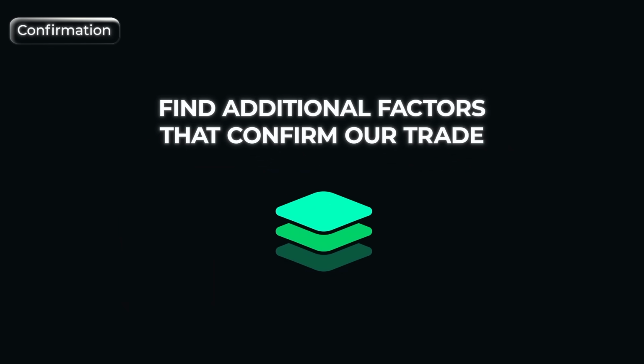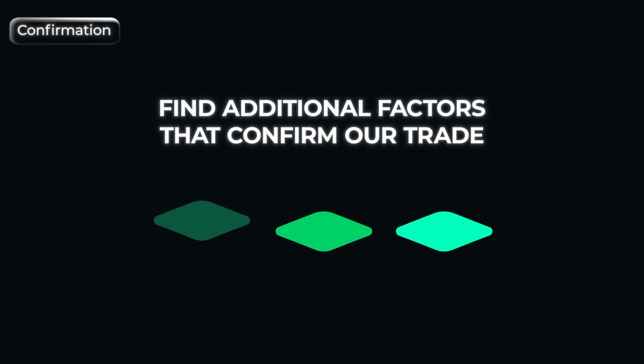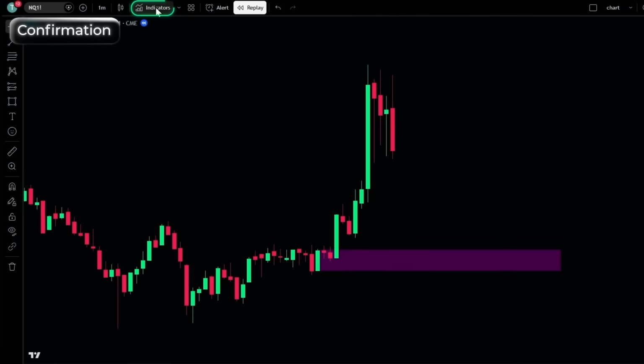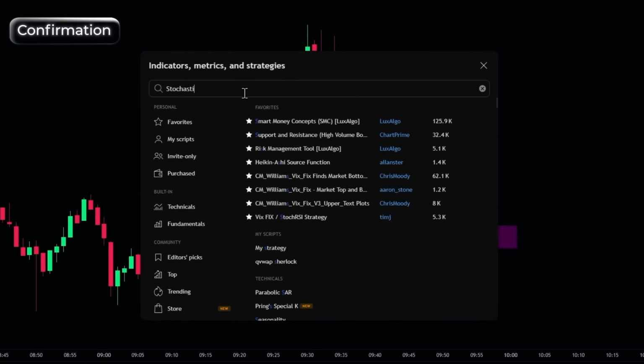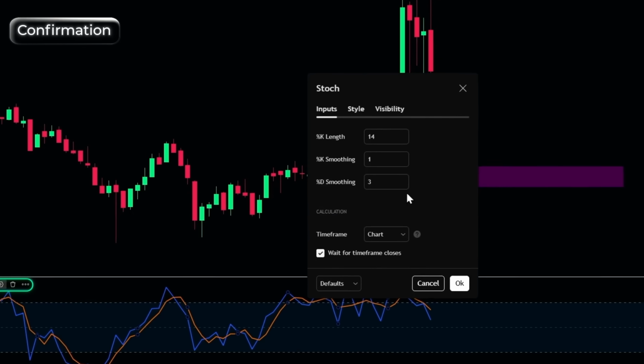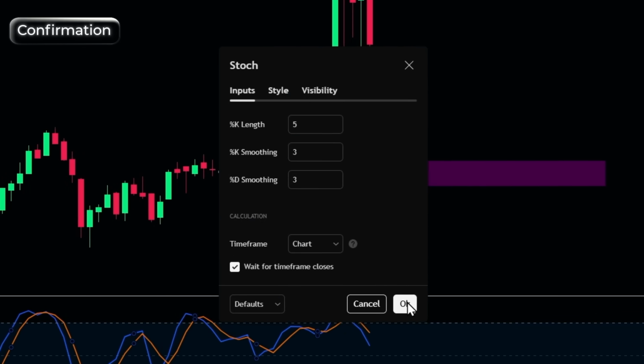Now again, there are many types of confirmations that we can use when trading the SLC system, and in the next episodes, I'll slowly reveal them to you one by one. But to keep things simple, the confirmation we're going to use for this video is an indicator called the Stochastic. To apply it on your charts, just go to the indicator section, type in Stochastic, and click this one. Next, you want to go to the settings and adjust them to match these values, because I've found that these values tend to work the best.